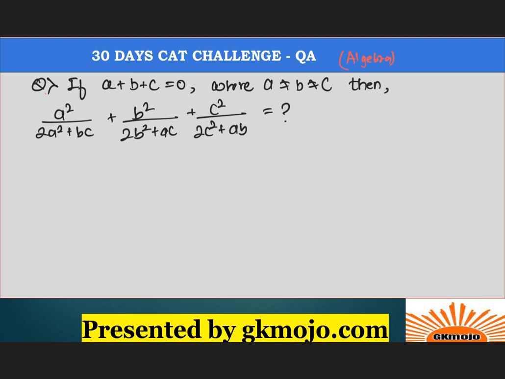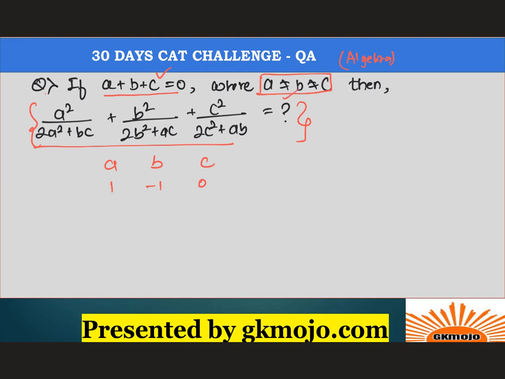If a plus b plus c is equal to 0, where a is not equal to b is not equal to c, then what is this complete equation equal to? Guys, just ignore this for a while. Let's focus on this: a plus b plus c is equal to 0, generalized variables. So why don't we just take some values for a, b, c such that the sum is 0 and it satisfies this also. Let's say a is 1, b is minus 1 and c is 0. Satisfying. Its addition is 0 and none of them are equal to each other.